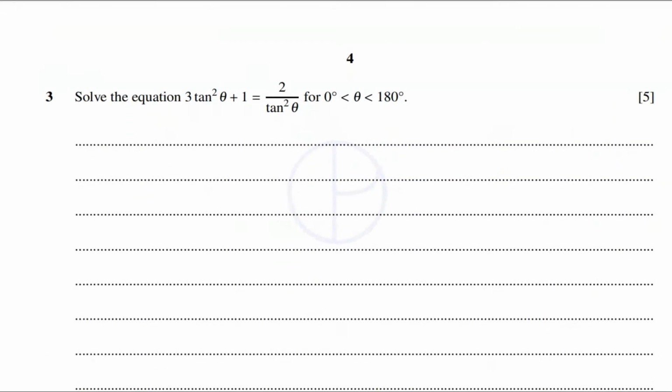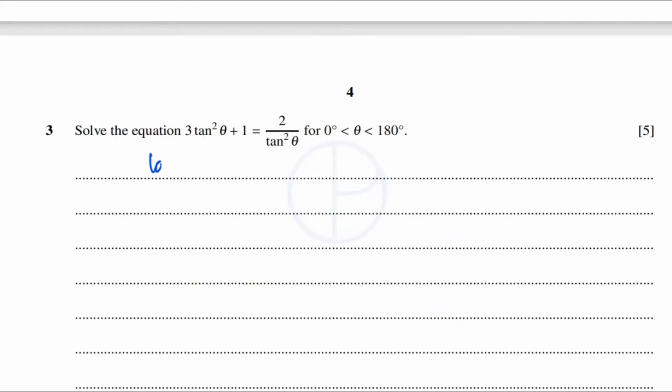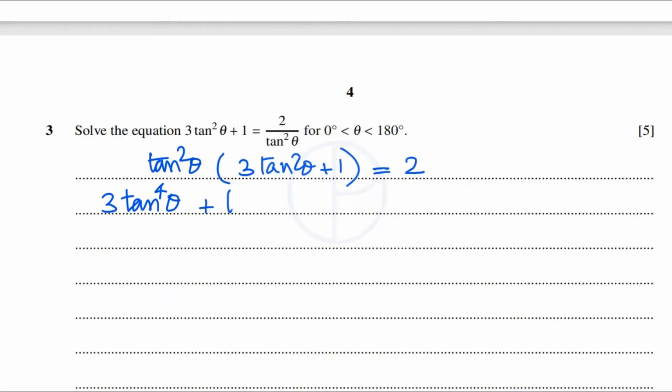The next question is, solve the equation 3 tan squared theta plus 1 equal to 2 divided by tan squared theta. Multiply both sides by tan squared theta. So we get tan squared theta multiplied by (3 tan squared theta plus 1), and here the tan squared gets cancelled, so this is equal to 2. 3 tan to the power 4 theta plus tan squared theta minus 2 equal to 0.